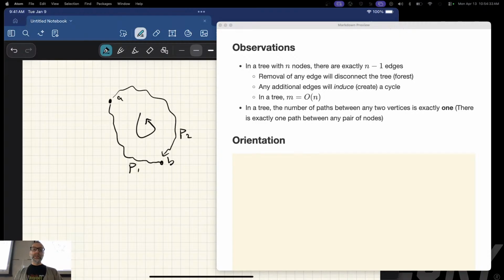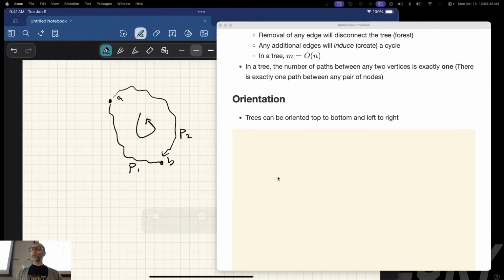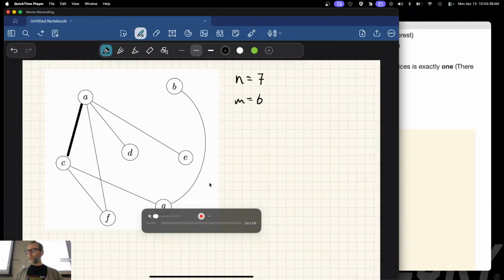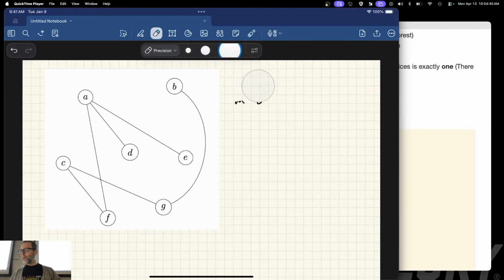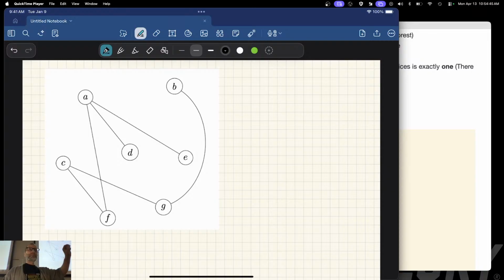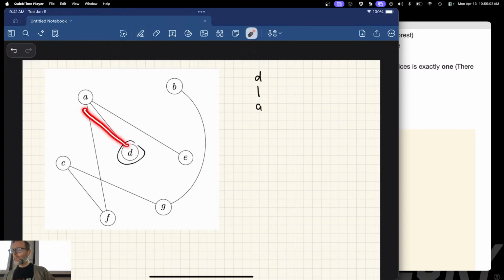Trees can be oriented top to bottom, left to right. Let me show you how. Let's just go back to this one right here. Now imagine that I could pull this out of the two-dimensional screen. Suppose that I did that with respect to D here. I grabbed D, pulled it out of the screen, and then dangled it and let gravity dangle all of the nodes down below it. It would look something like this. Dangling off of D would be A, right here, because of that edge right there. Dangling off of A would be E and F.